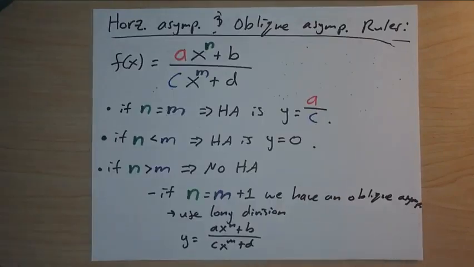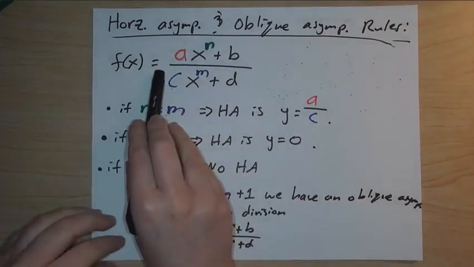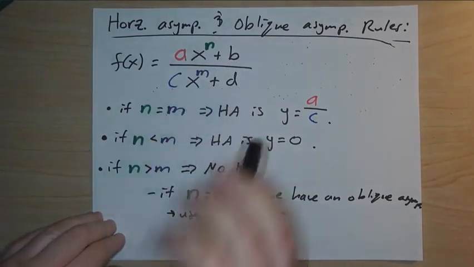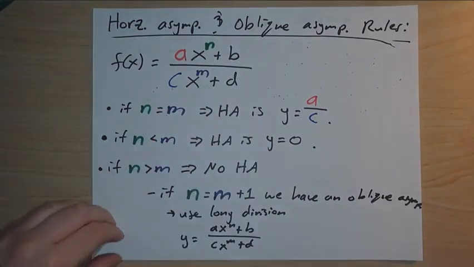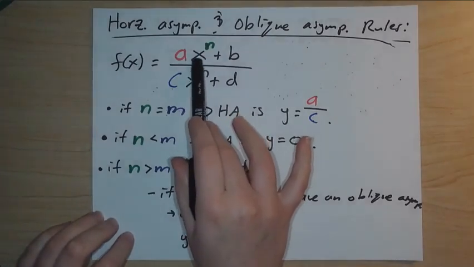We're going to talk about horizontal asymptotes and oblique asymptotes. These are more complicated. They follow this kind of rule here. So if we have a function f of x equals ax to the n plus b divided by cx to the m plus d, it really deals with the degrees of the numerator and the denominator. And what we mean by degree is the biggest x.